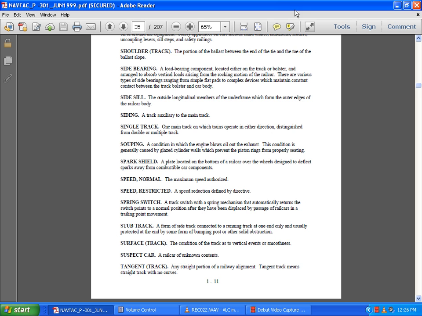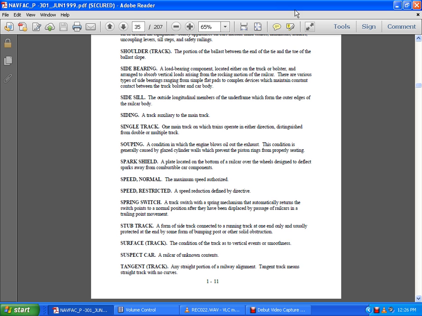Speed normal, the maximum speed authorized. Speed restricted, speed reduction defined by directive. A spring switch is a track switch that springs on a mechanism, automatically returning the switch points to normal position after passage of railway cars in trailing point movement. The stub of the track is the track connected by the running track at one end, usually protected by bumping posts and solid obstruction.